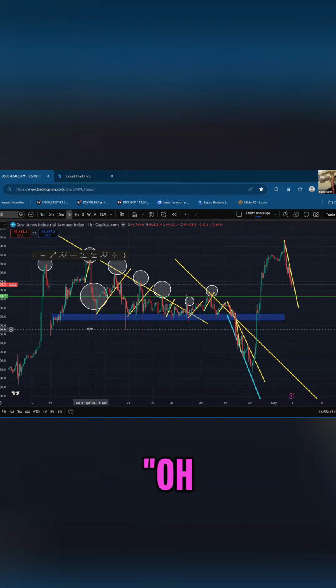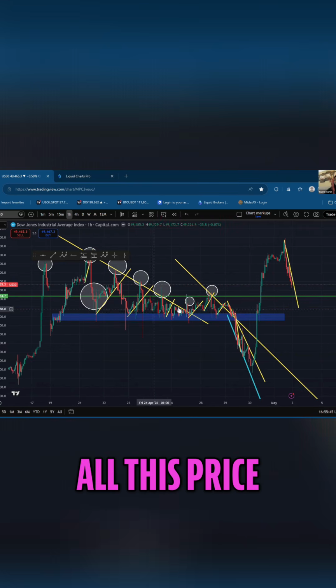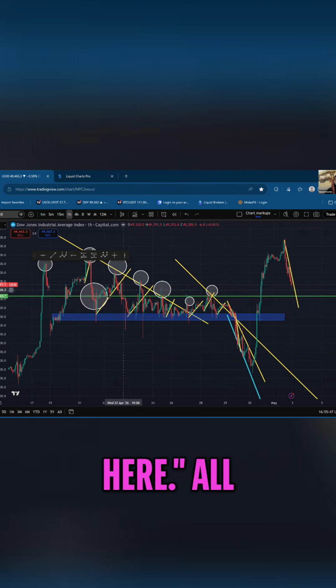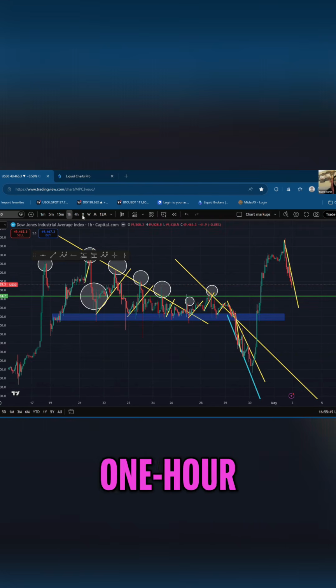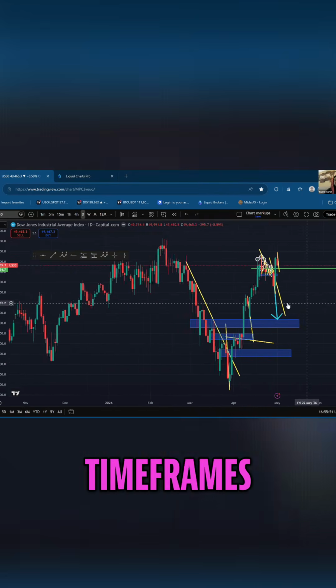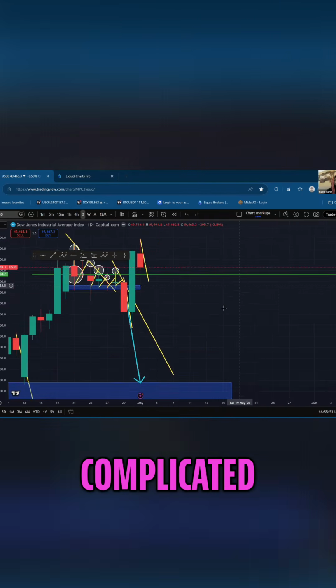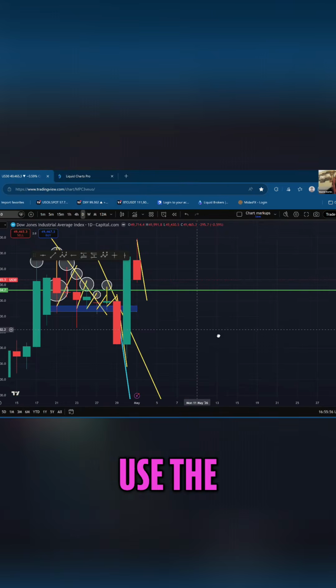People will be like, oh, well, that's not right because all this price action has happened here on the 1 hour chart. When you get to the higher time frames, it looks a whole lot less complicated. That's why I don't use the 1 hour chart like that.